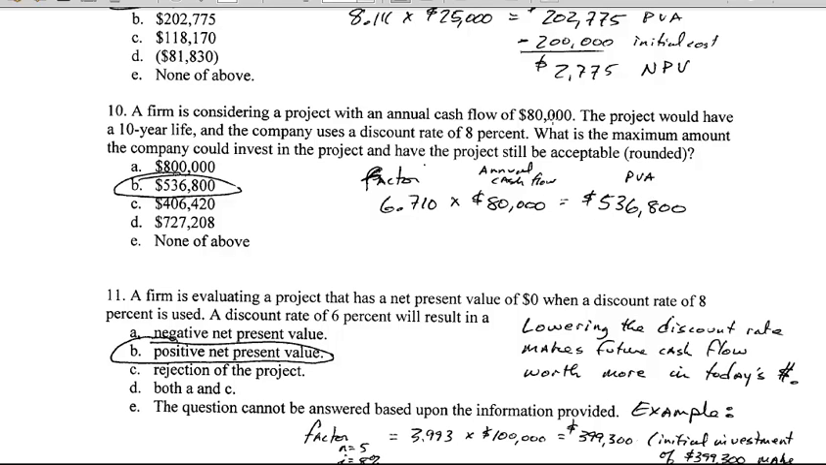Okay, so again, to find the present value of the cash, you're taking the annual cash flow, multiplying it by the factor. To find the factor, it tells you you're getting $80,000 every year for 10 years, so it's an annuity, timeline 10, 8%, so that's a factor of 6.710, multiplied by the 80, so that's giving you the present value of $536,800, so your answer on 10 is B.